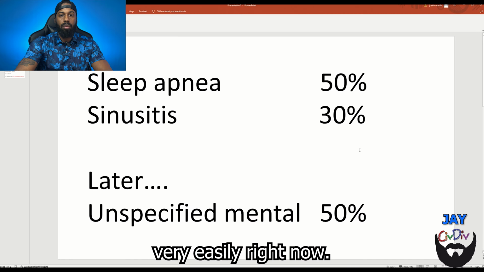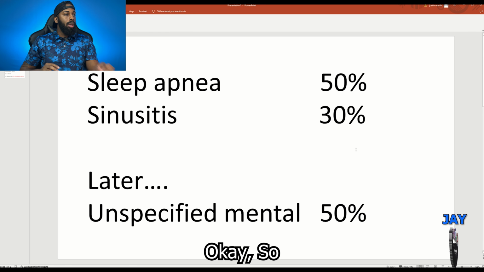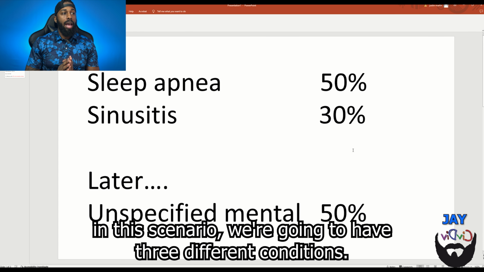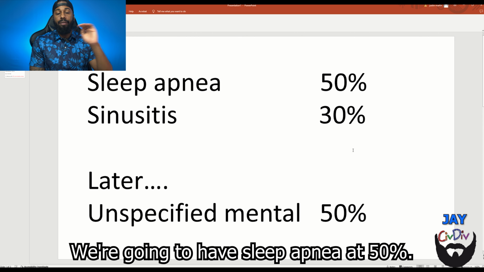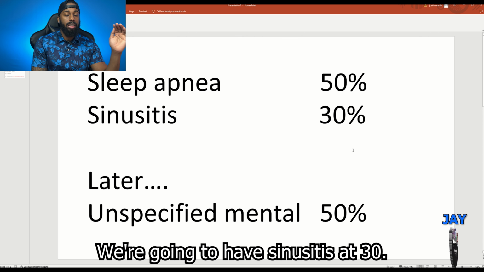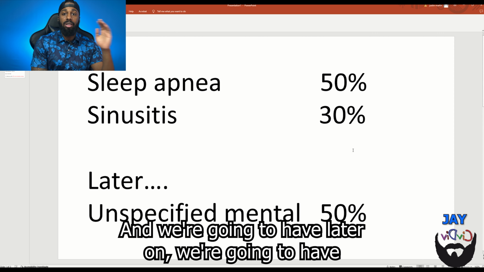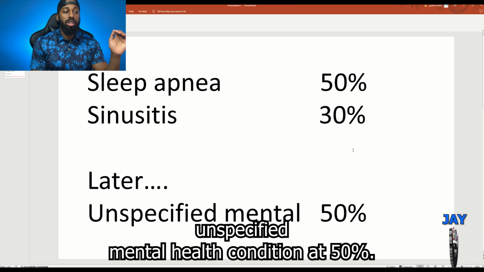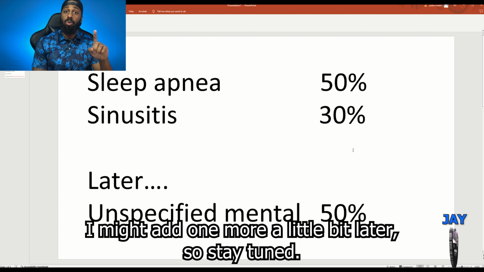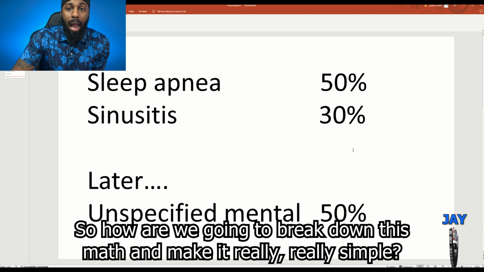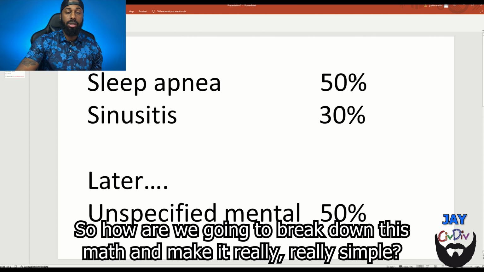Okay, so in this scenario, we're going to have 3 different conditions. We're going to have sleep apnea at 50%, sinusitis at 30%, and later on, an unspecified mental health condition at 50%. We might add one more a little bit later, so stay tuned. All right, so how are we going to break down this math? We're going to make it really, really simple.